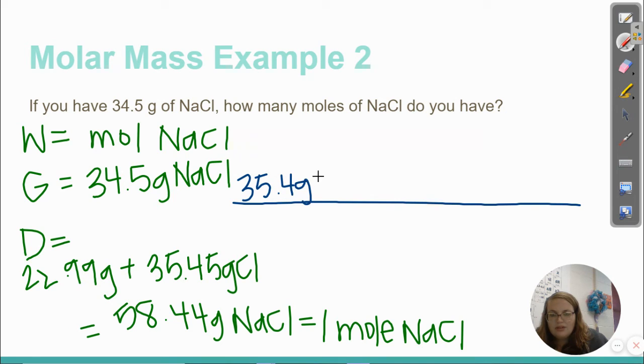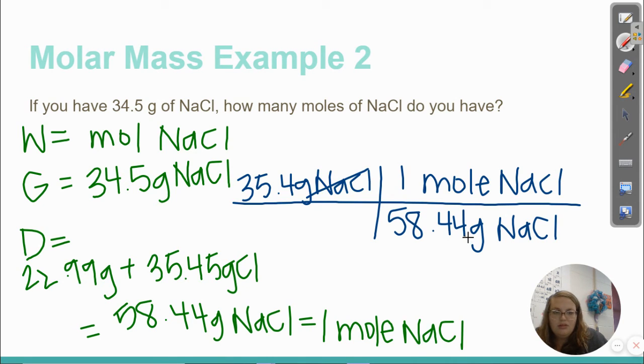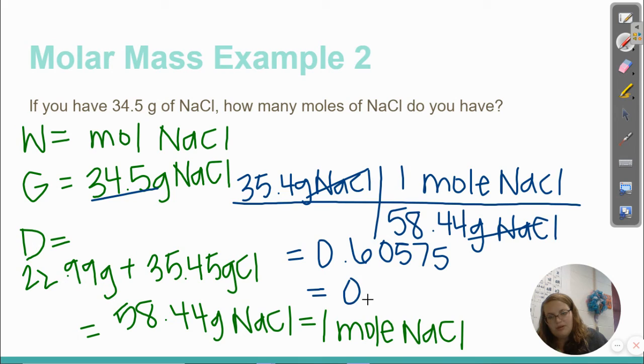This is my given, 34.5 grams of NaCl. Grams of NaCl on top, so grams is going to go on bottom. 58.44 grams of NaCl is to 1 mole of NaCl. Grams are going to cancel. 34.5 times 1 divided by 58.44 gives me this number here, 0.60575. I want to round to 3 significant figures, so that's going to become 0.606 mole of NaCl.